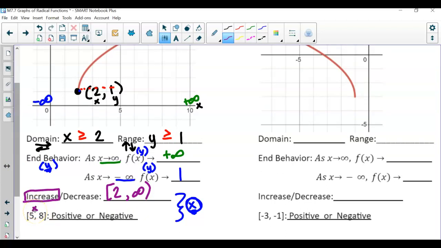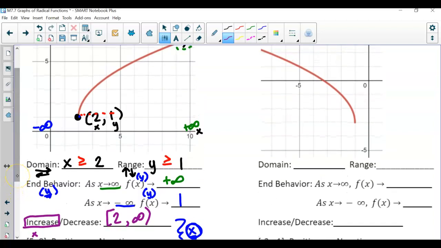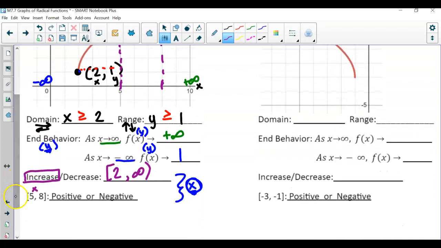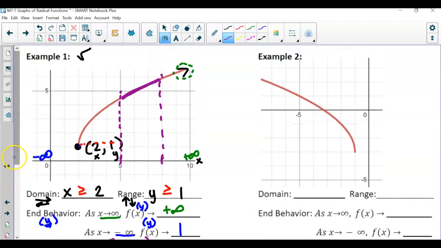Then we can look at the interval of x values from 5 to 8 to see if the values are positive or negative. So again, going from 5 to 8, we're looking at this section of the graph here. Well, where are these values? Positive. Notice how we're above, in the positive, so these values are positive. So again, guys, with the increase, decrease intervals, we're focusing on the x values. Let's take a look at the next one.